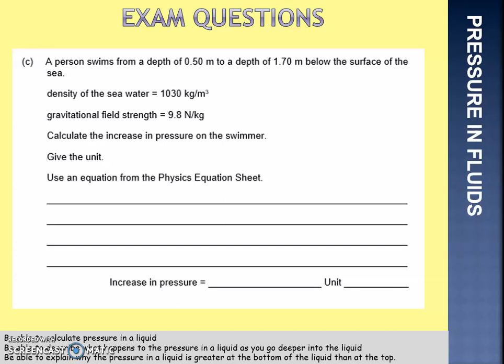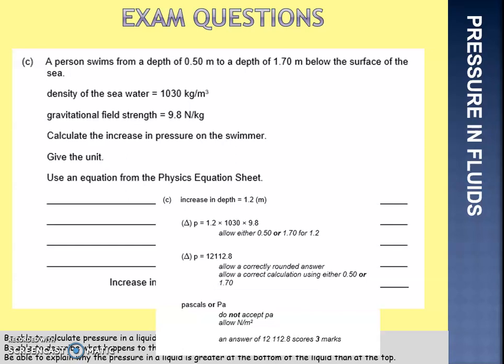Okay, so a person swims from a depth of 0.5 meters to a depth of 1.7 meters below the surface of the sea. Given the density of the water and the gravitational field strength, calculate the increase in pressure on the swimmer. So we don't want just the pressure, the increase. Correct answer would be 12,112.8 pascals.